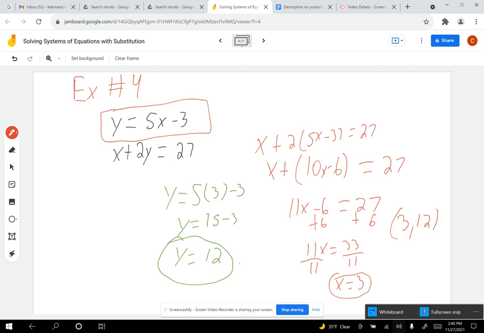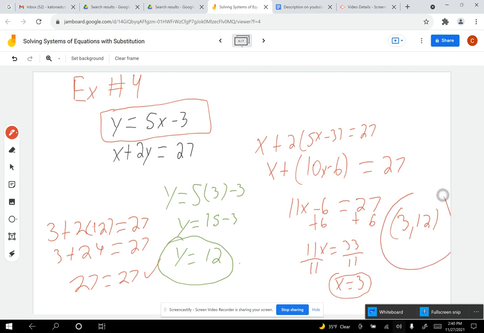Let's plug it into the top equation. Actually, let's just plug it into the bottom, make sure we're right. So 3 plus 2 times 12. I'll just do the math in my head. 2 times 12 equals 27. Sorry, 2 times 12 is 24. 24 plus 3 does in fact equal 27. So 27 equals 27. Check. So our answer is (3, 12).